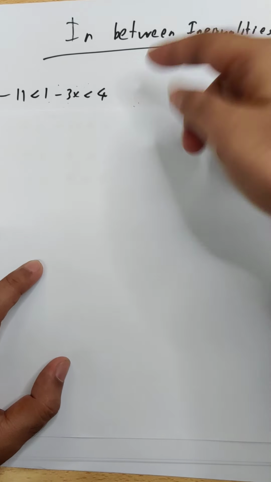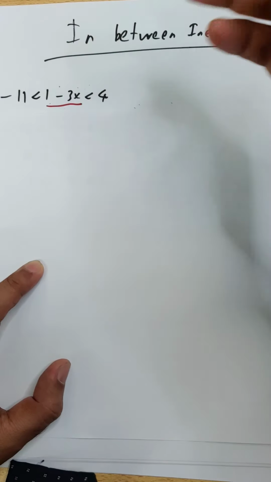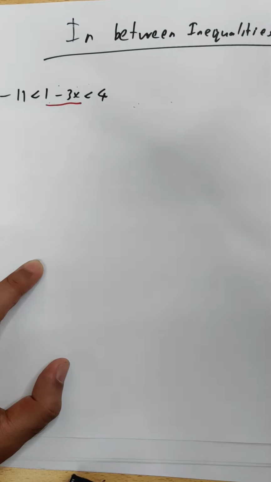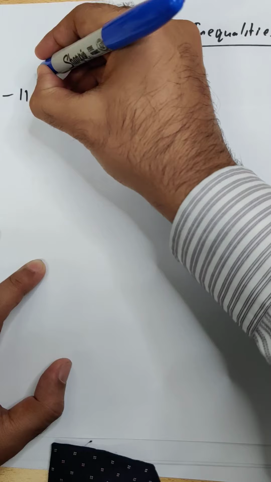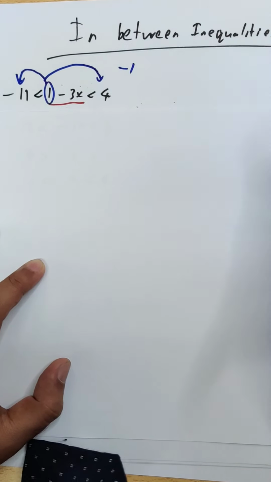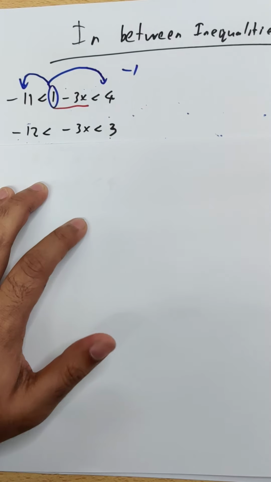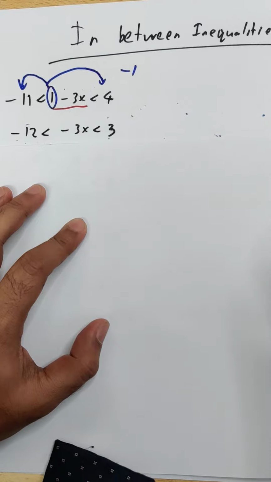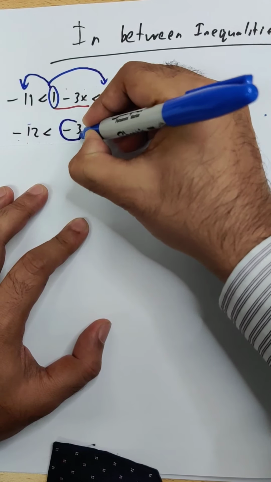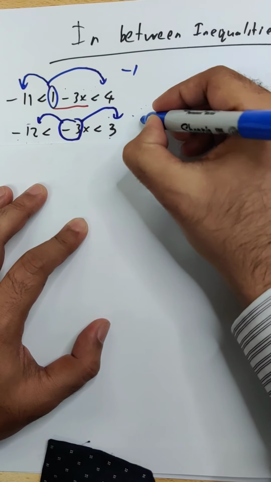For the first type, where there's only x in the middle, this is a bit special. Firstly, you need to ask yourself what you don't need. I don't need this one, I want to throw that one outside. So what I did is I minus 1 for all three of them. After I minus 1, I get this inequality, and then I ask myself again what I don't want. I do not want this negative 3. So what I did is I divide by negative 3 for all three sides.